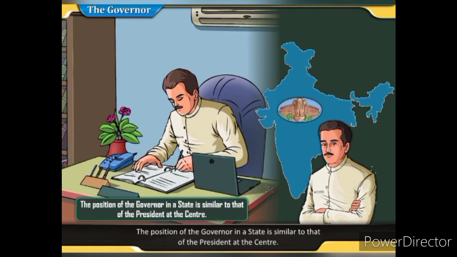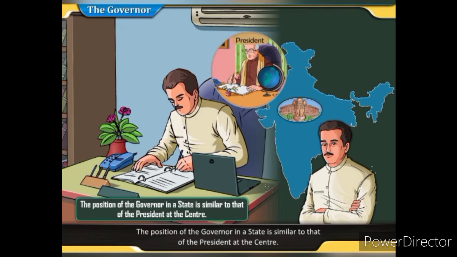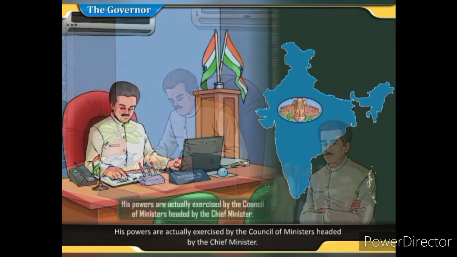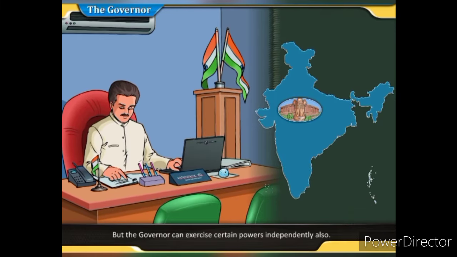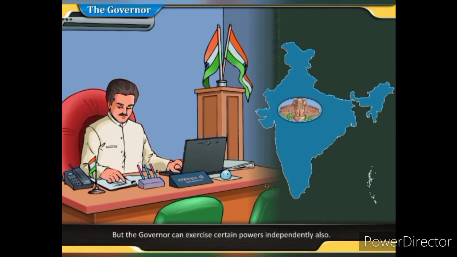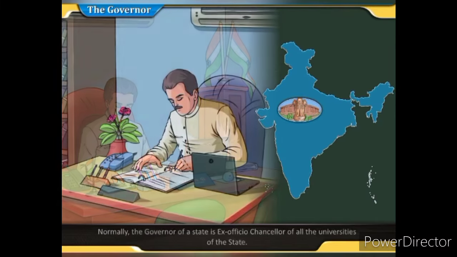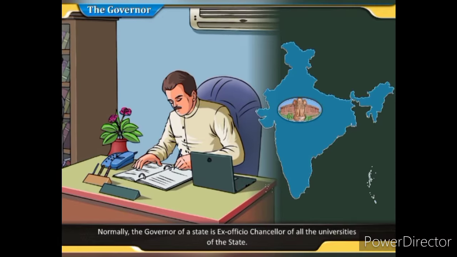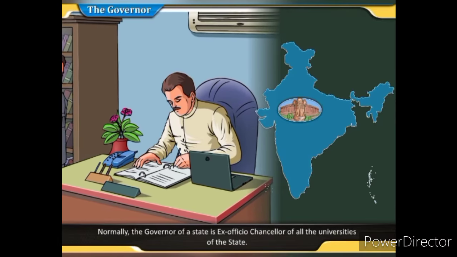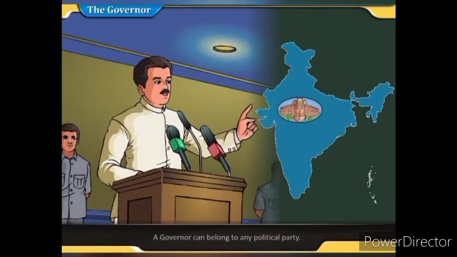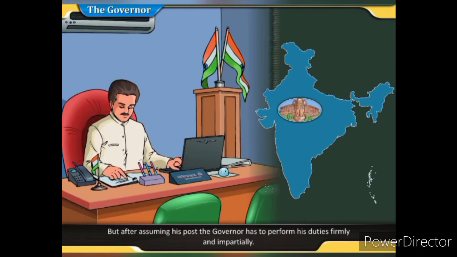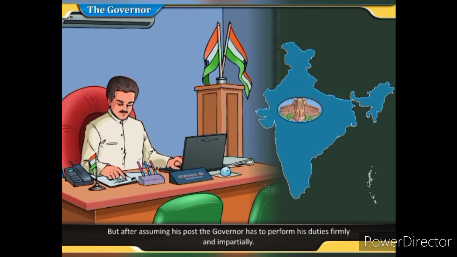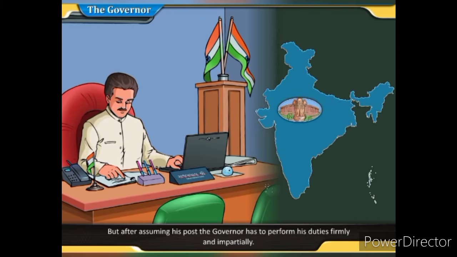The position of the Governor in a state is similar to that of the President at the centre. His powers are actually exercised by the Council of Ministers headed by the Chief Minister. But the Governor can exercise certain powers independently also. Normally, the governor of a state is ex officio chancellor of all the universities of the state. A governor can belong to any political party. But after assuming his post, the governor has to perform his duties firmly and impartially.